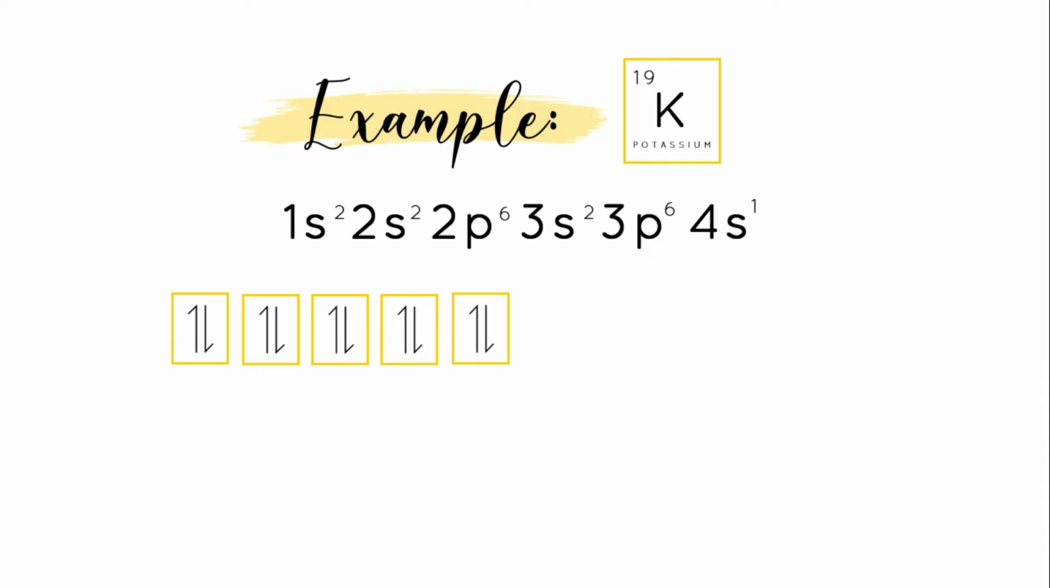Next, we have 3s2. Again, we're dealing with the S subshell. So 1 box and then 2 electrons. Arrow up, arrow down. Next, we have 3p6. Again, we have the P subshell, so we need to draw 3 boxes. So 1, 2, and 3. Since it holds 6 electrons, we need to draw 6 arrows. So all arrows up first before all arrows down. 1, 2, 3, 4, 5, and 6.